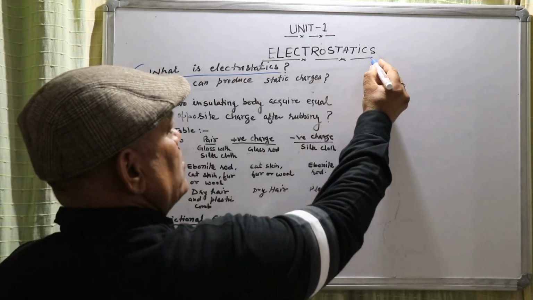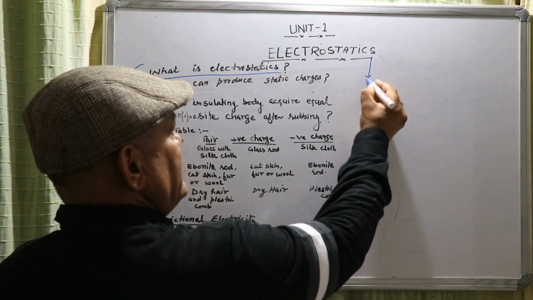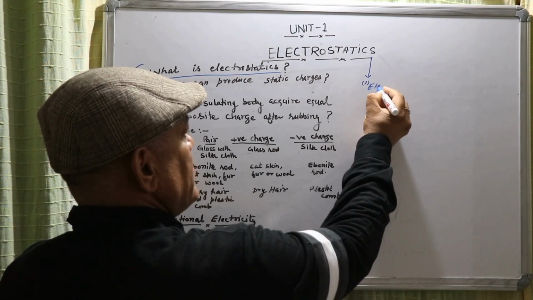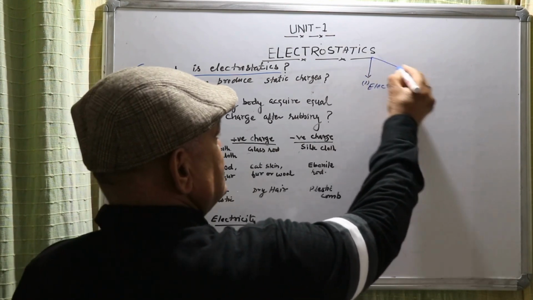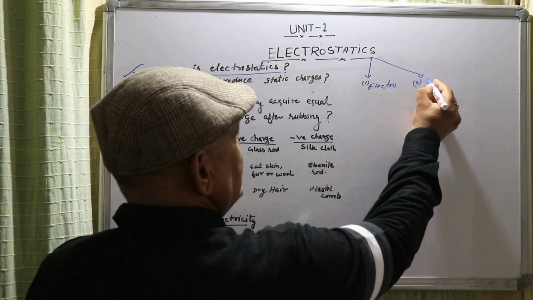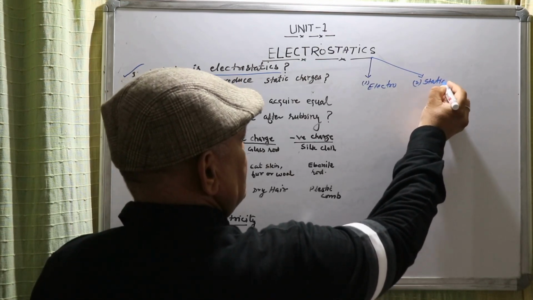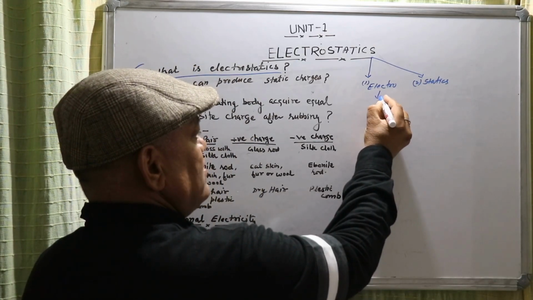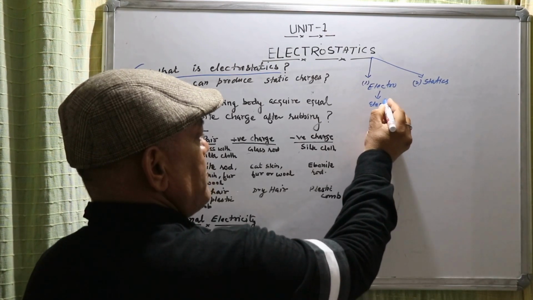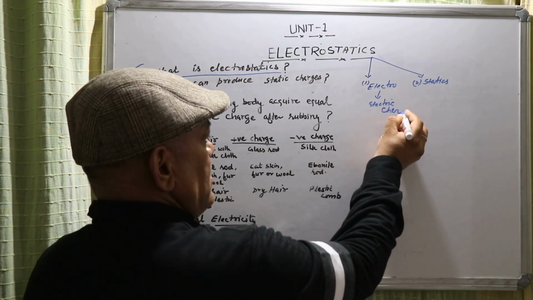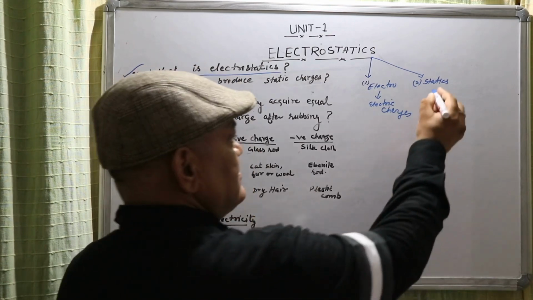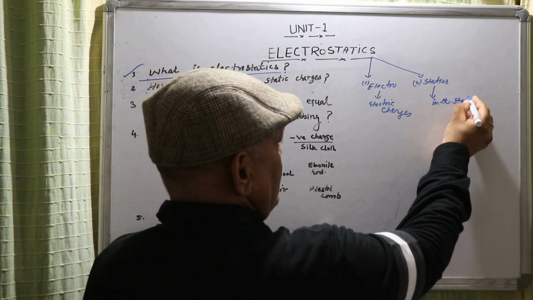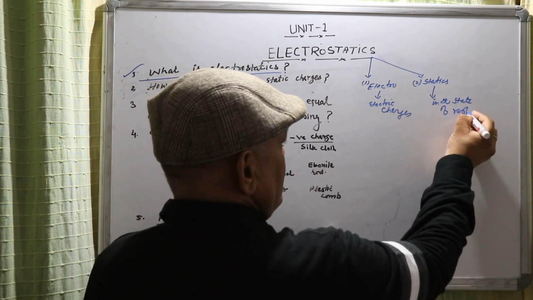Now the term electrostatics contains two words. Number one is electro and second word is statics. Electro stands for electric charges and static means in the state of rest.